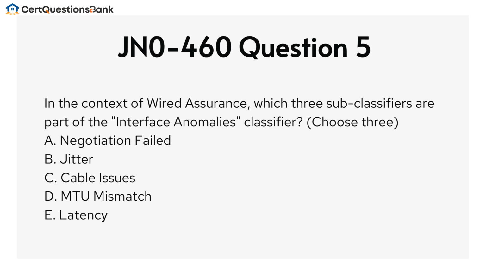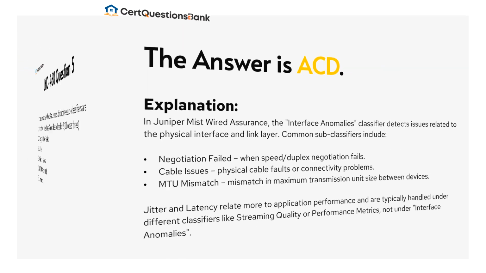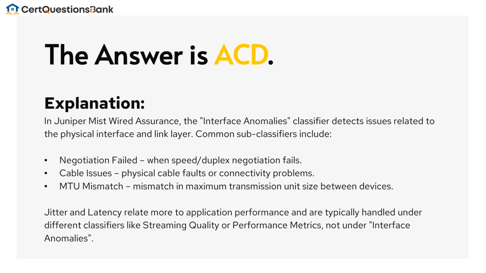In the context of wired assurance, which three sub-classifiers are part of the interface anomalies classifier? Choose 3. A. Negotiation failed. B. Jitter. C. Cable issues. D. MTU mismatch. E. Latency. The answer is A, C, D.